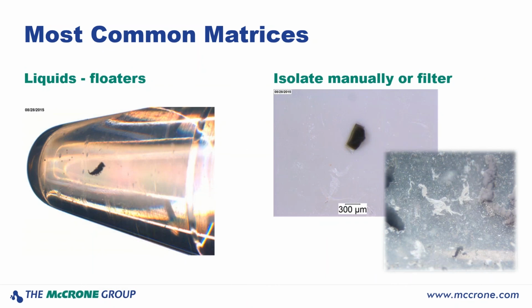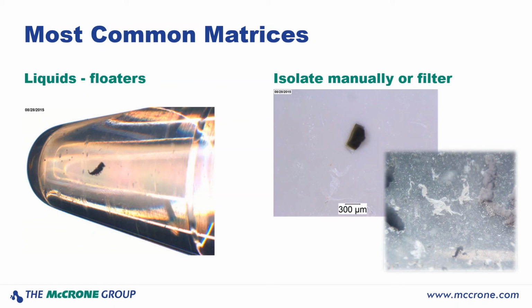Another very common matrix that we see here are liquids, and this can be any kind of liquid from water to active pharmaceutical products and anything in between. And once again, if we have a large enough particle, we'll be able to go in and manually retrieve that with a tungsten probe or forceps.